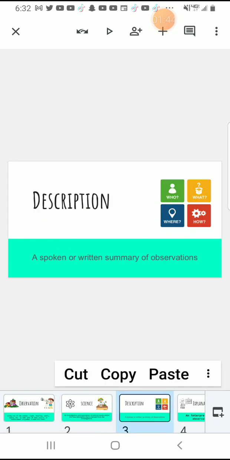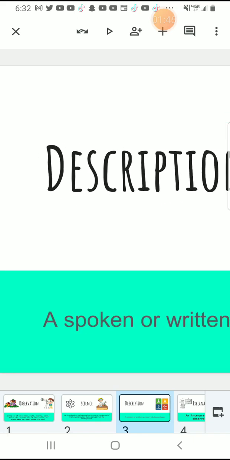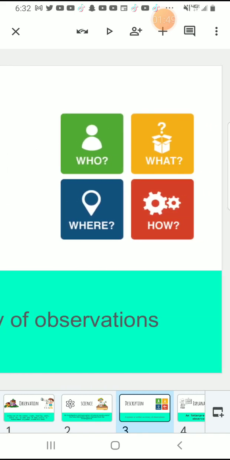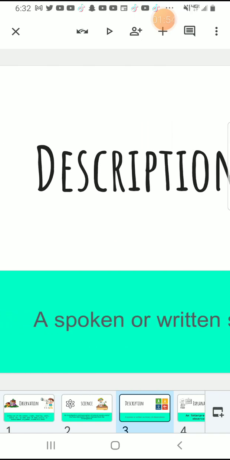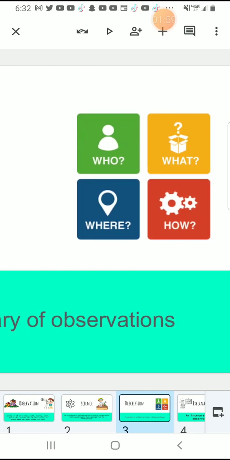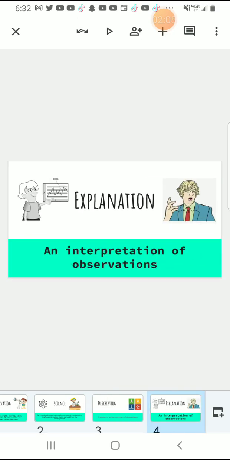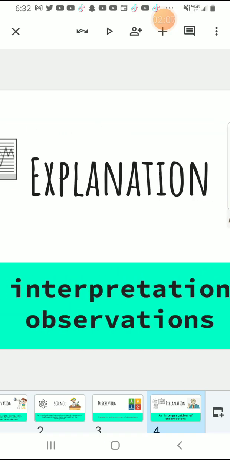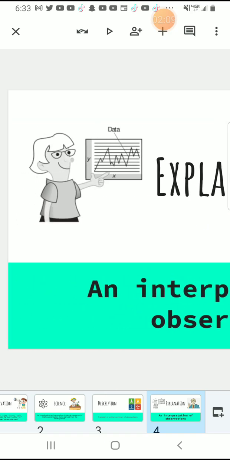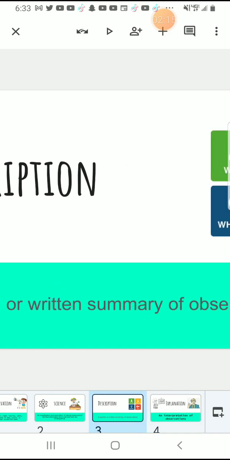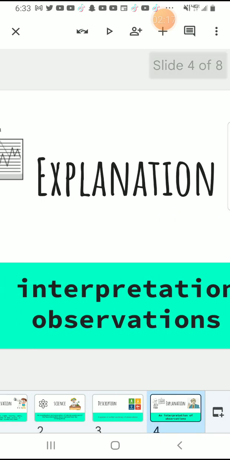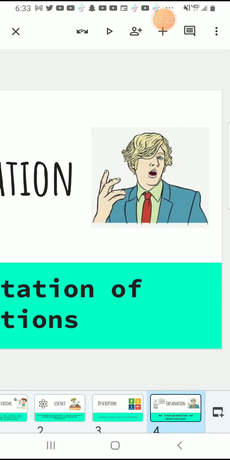Description. A description is a spoken or written summary of observations. So after you make your observations, for your description, you can either say it orally or you can write it or type it down as a summary of those observations. Explanation. This is an interpretation of your observations. On the one before this, we have a description where you summarized it. Then your explanation is your interpretation of that data.